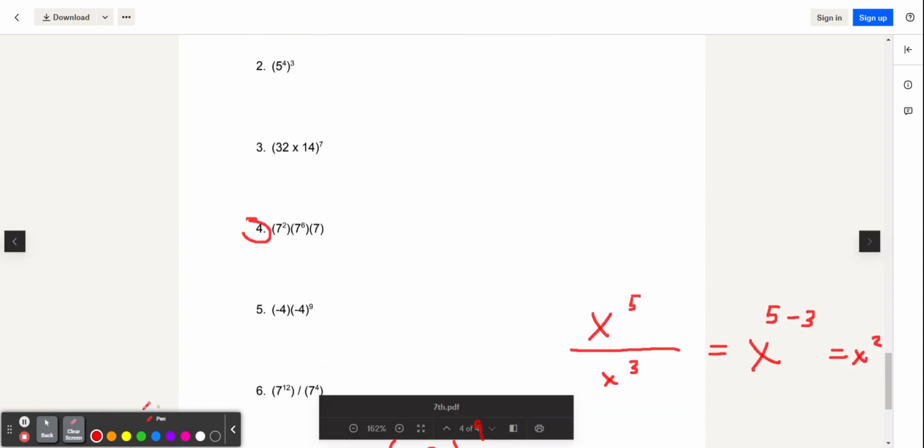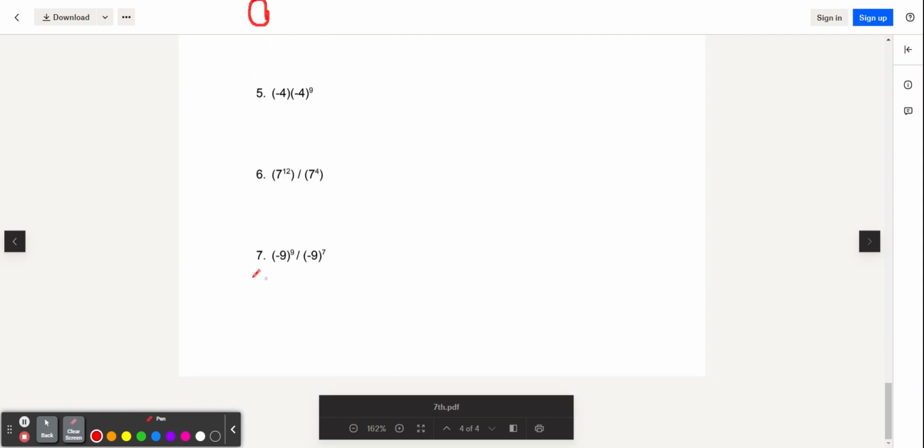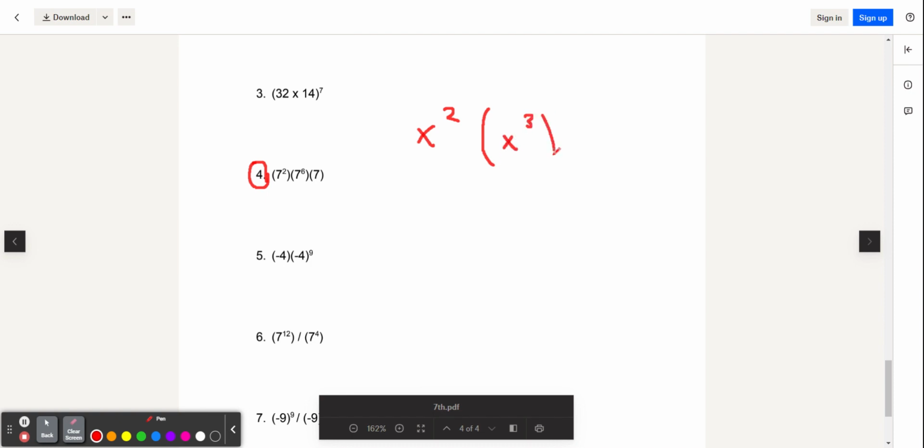Now, let's look at 4. 4 isn't division, although 6 is. 4 is multiplication. Well, we have another rule for that. X squared times x cubed, because the number next to a parentheses is multiplication, an invisible multiplication symbol. While we subtracted when it's being divided, we're going to add when it's being multiplied. The first one and the second one.